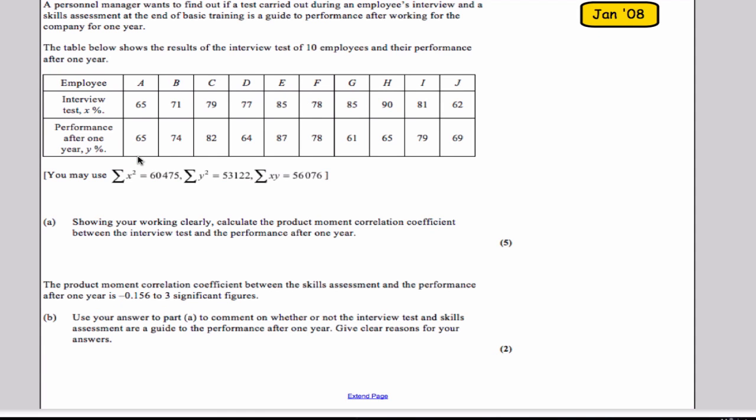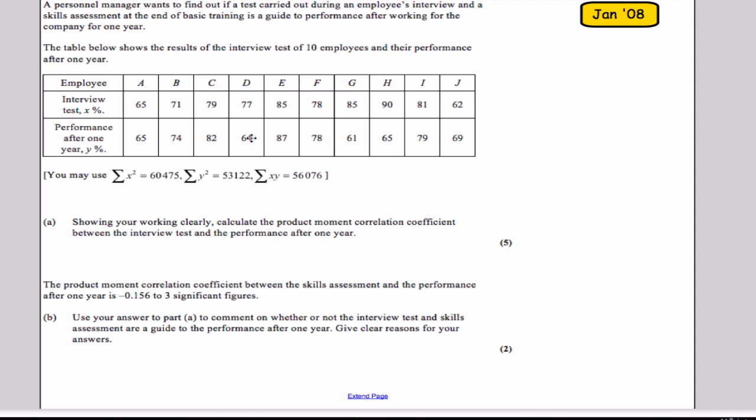Next question. It says a personnel manager wants to find out if a test carried out during an employee's interview and a skills assessment at the end of basic training is a guide to performance after working for the company for 1 year. The table below shows the results of the interview test for 10 employees and their performance after 1 year. We're given some data. We're also given some summary statistics, and we're asked to show our working clearly, calculate the product moment correlation coefficient between the interview test and the performance after 1 year.